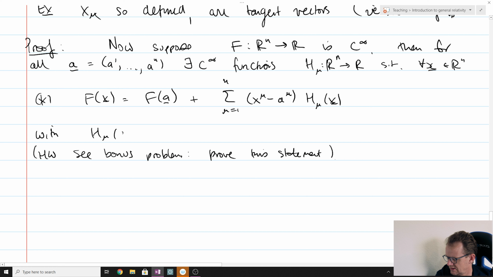Now these scalar functions h mu have an explicit representation. They really are the first derivatives of f at x, as they should be when evaluated at a, but when h mu is evaluated elsewhere, then it's just some smooth function.